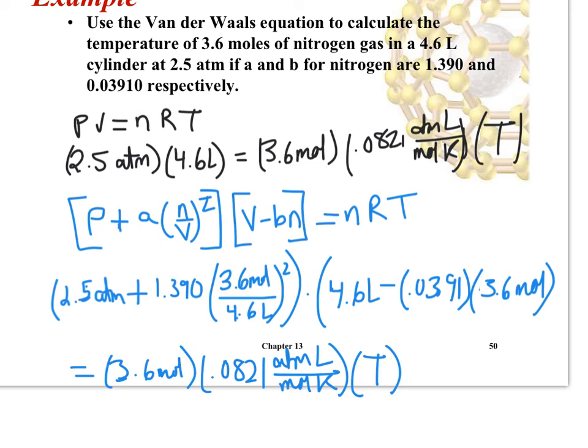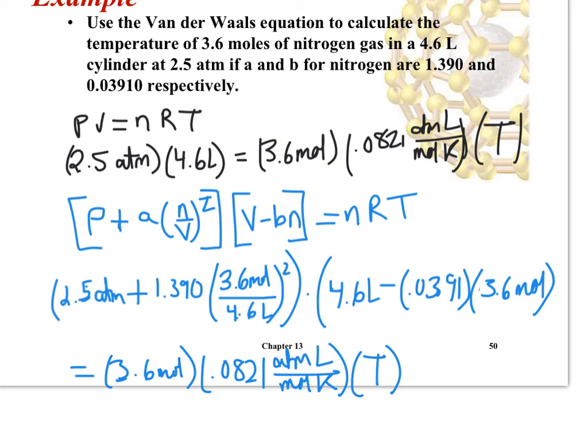So the one that behaves more ideally will be the one that has smaller particles in volume and also weaker intermolecular forces. If I ask you which one behaves less ideally, then it would be the one with larger particles and stronger intermolecular forces. And just to review the intermolecular forces, if you remember, hydrogen bonding was the strongest, followed by dipole, and then the weakest would be London dispersion.